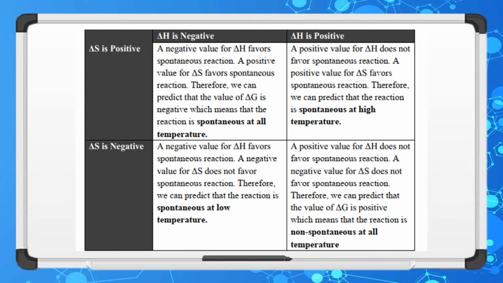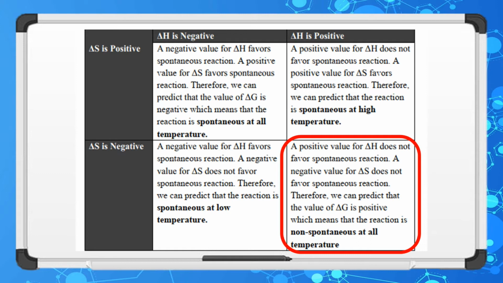Using this table, we can see the relationship between the delta H, the delta S, and the temperature to the spontaneity of the reaction. As shown in the table, a negative value for delta H and a positive value for delta S means that the reaction is always spontaneous, because in any temperature, the value of the Gibbs free energy is always negative. Meanwhile, the opposite is true when delta H is positive and delta S is negative. The reaction will always be non-spontaneous because whatever temperature the reaction occurs at, the value of the Gibbs free energy is always positive.